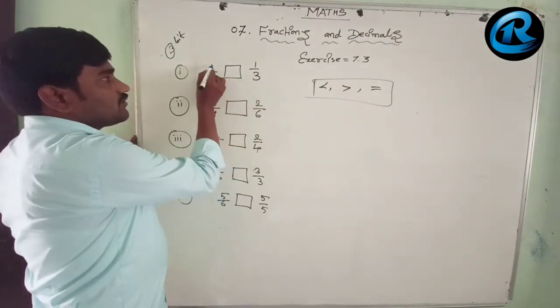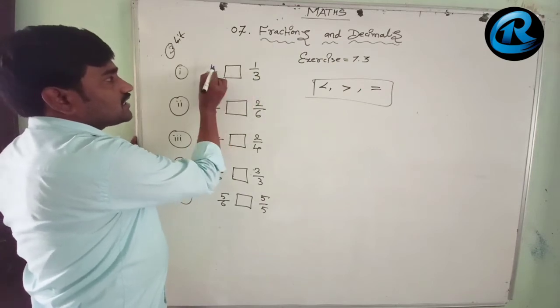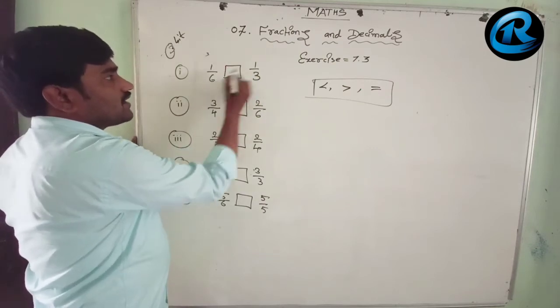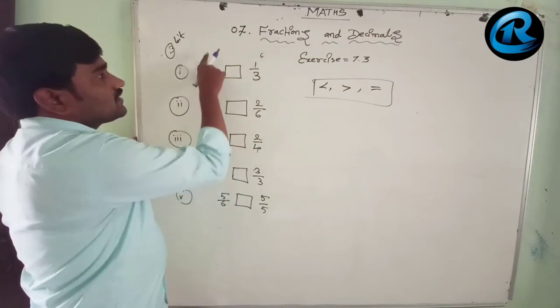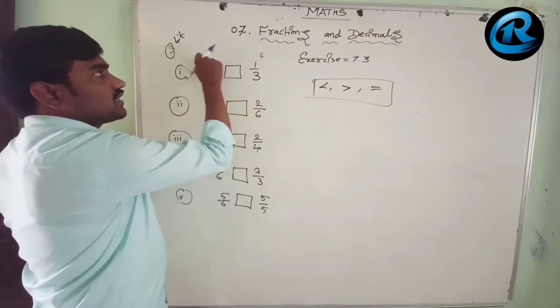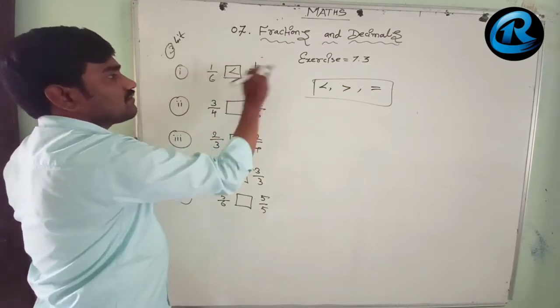This 3 you multiply here. 1 3s are 3 and 1 6s are 1 into 6, 6. Which is small? 3 is small or 6 is small? 3. So we'll write this is less than. So 1 by 6 is less than 1 by 3.